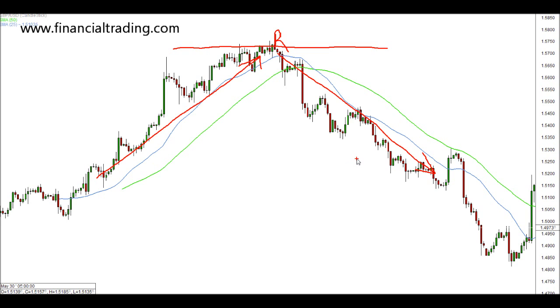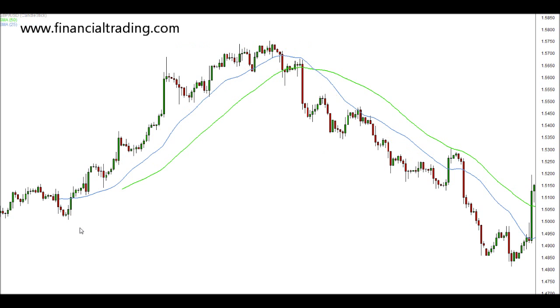As mentioned, we're now going to look at dynamic support and resistance, which in a way is putting the principles of support and resistance and moving averages together. On my screen I have two moving averages, a simple moving average of 25, which is the blue moving average, and a simple moving average of 50, which is the green moving average.